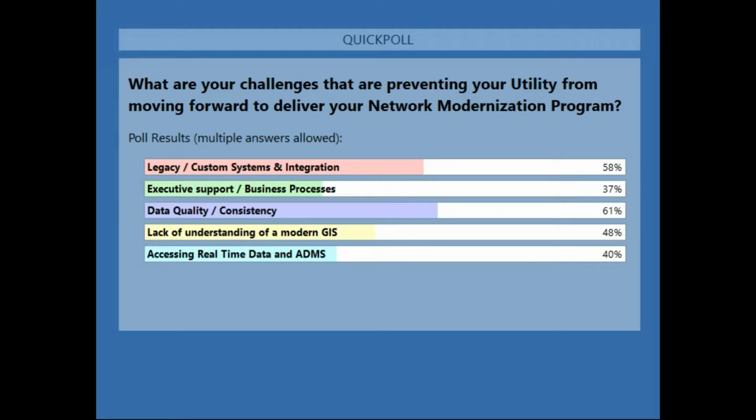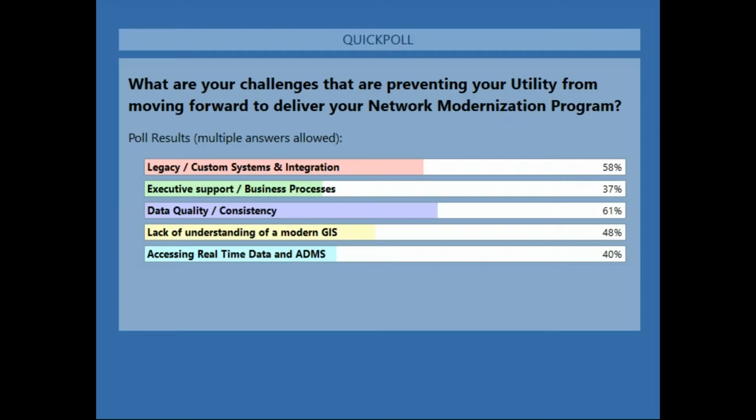Okay, the results are coming in. And once again, we're seeing fairly consistently that the results are spread across almost everything. So we're seeing 58% legacy and custom systems integration. Now, that's not uncommon. I think a lot of companies always have the bespoke software that's sitting in there that sometimes is acting as an anchor that's stopping you moving forward.